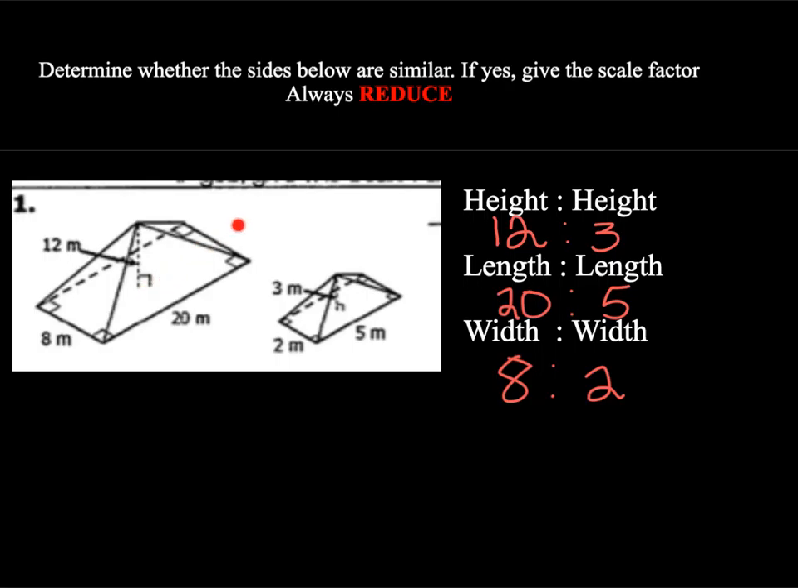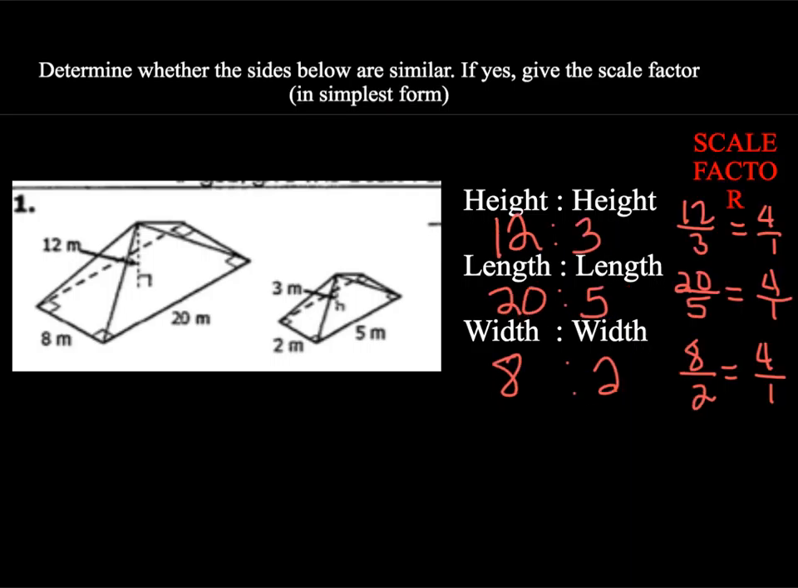Up top, you'll notice this says always reduce. So let's reduce each one of these and find out what the scale factor is. We take the height to the height, length to the length, width to the width, and we set up our scale factor, and everything reduces to 4 over 1, 4 over 1, and 4 over 1. So the question is, are these figures similar? Yes, they are. What's the scale factor? It is 4 to 1. What does that mean? That means the larger figure is 4 times the smaller figure.